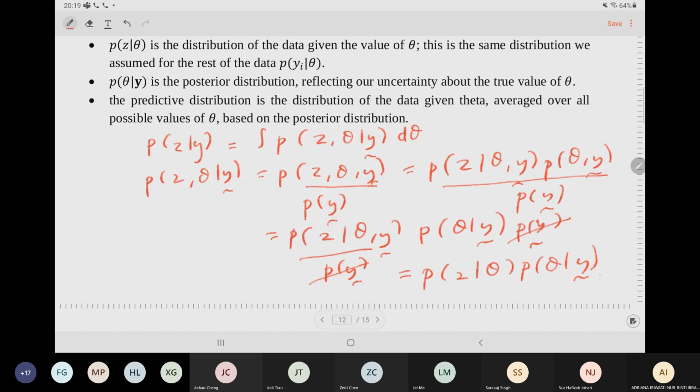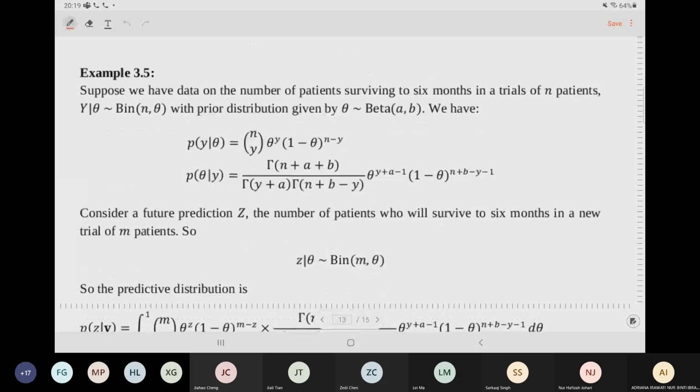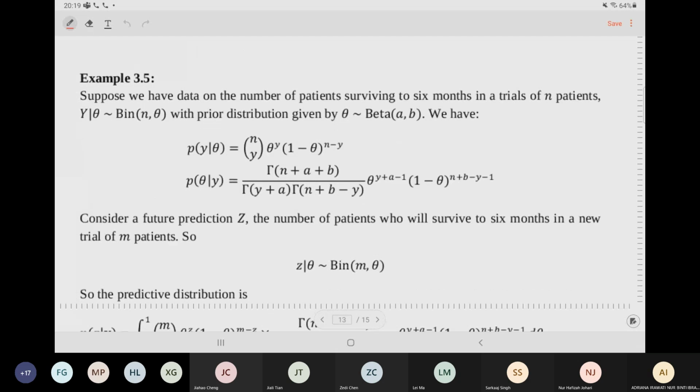Okay, right. Then, so this is actually the easy part, because the harder part will be to actually find it, because you can see there's a lot of things going on here. So let us see, this is actually a generalization of the example that we had last week, right? We have the number of patients surviving to 6 months, but here we don't have data, we only use Y. In general, it's Y.